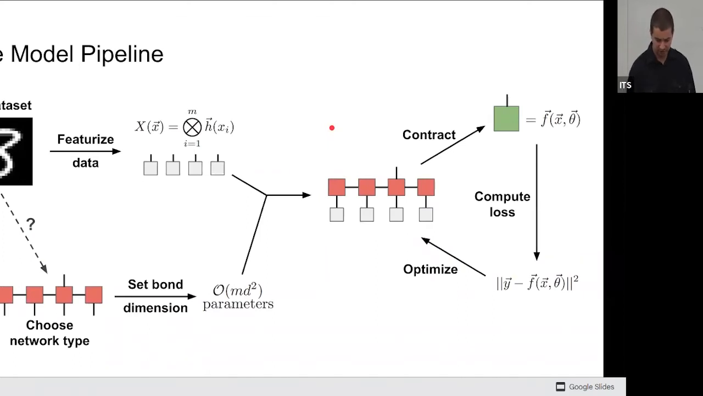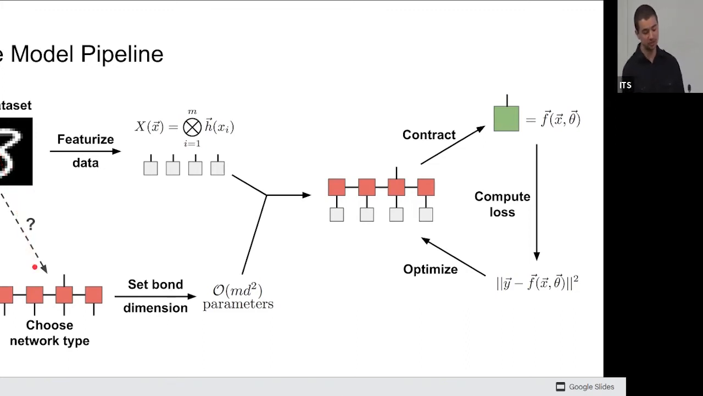Okay, so we talked briefly about the model pipeline, to give a broad sense of how this would work in practice. First, you get a data set, MNIST in this case. Then in parallel, you choose a network type. I have this dashed gray question mark line, which suggests that in principle there should be a way to use the data set you want to solve to choose the best network type, but that remains an open problem. It's not obvious what kind of network is most appropriate for a given machine learning task. There are maybe some promising directions, but it remains very much open how to go from data set to most appropriate network type.